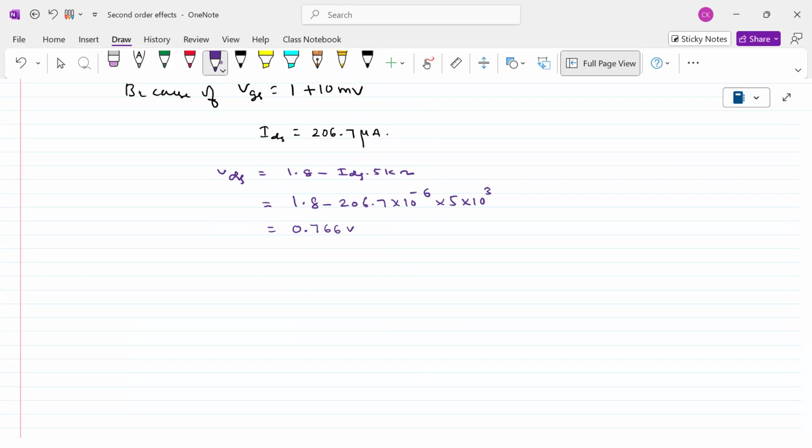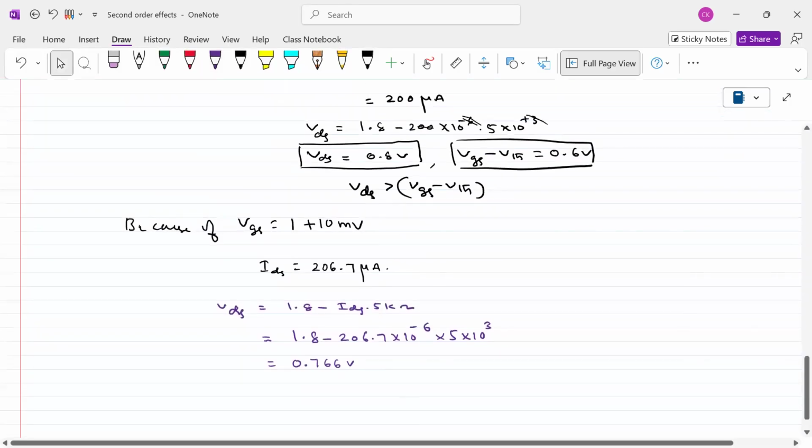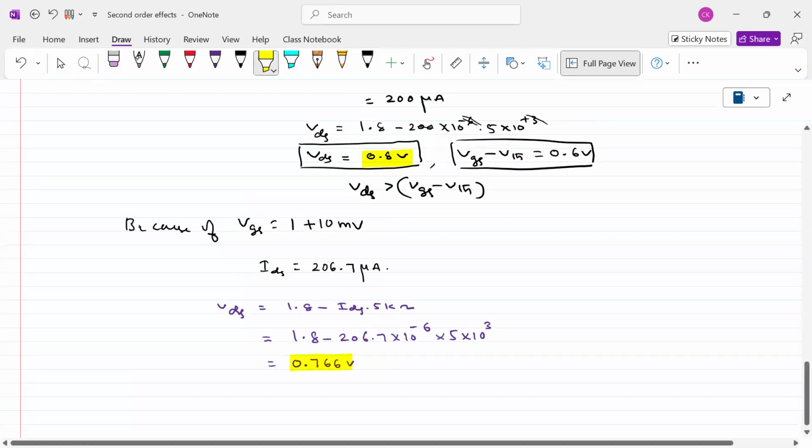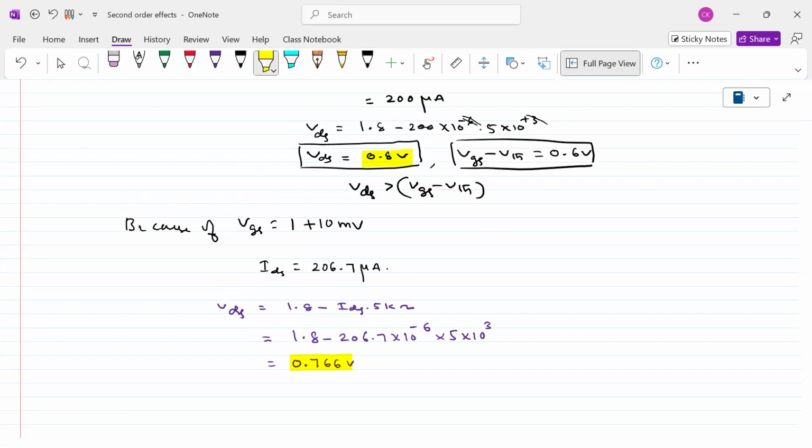What happened to this VDS value? What is the VDS value initially? 0.8. By changing the VGS value by a certain amount, the current changes automatically. Because of the current change, what will happen to the drain potential of the transistor? It is reduced. Okay. Because of the reduction, does the MOSFET enter into the triode region? No, luckily by 0.7. What is the required condition to go into the linear region? Less than 0.6 volts. Okay, but it is more than 0.6 volts. Therefore, it still remains in the saturation region. Okay.